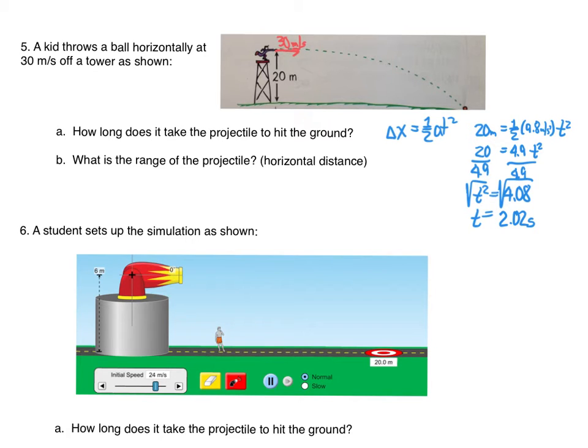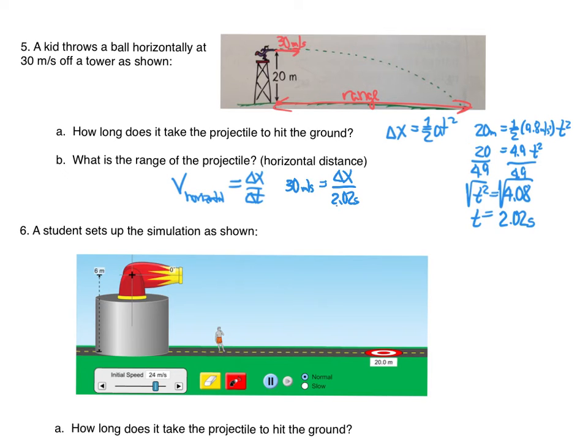All right, so the range of the projectile, the horizontal distance, would be measured from here all the way out to where it lands. Since we know the velocity is constant horizontally, we can just use the average velocity formula, because there's no acceleration. It's just distance over time. So it's going 30 meters per second. Where is it? X marks the spot. At 2.02 seconds.